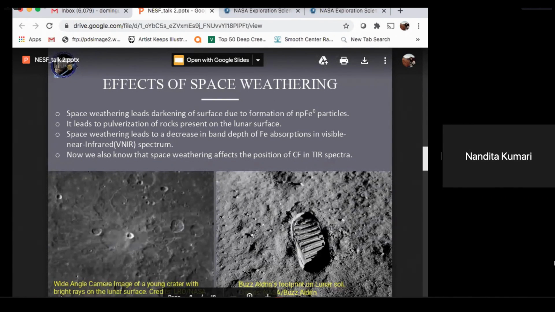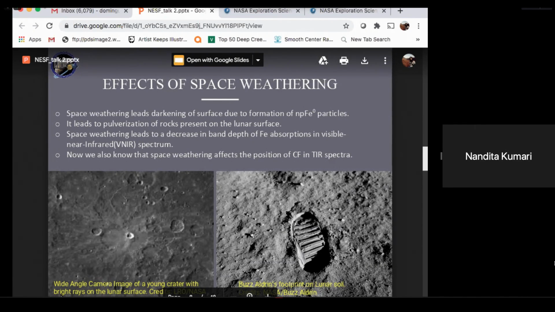So space weathering leads to darkening of the surface. This is a young crater, I think it's Dionysius, on the lunar surface. You can see it has a bright ray pattern around it, but with time it darkens. As you see, the surface around it is relatively dark. It also leads to a lot of comminution and breaking of rocks into fine regolith.